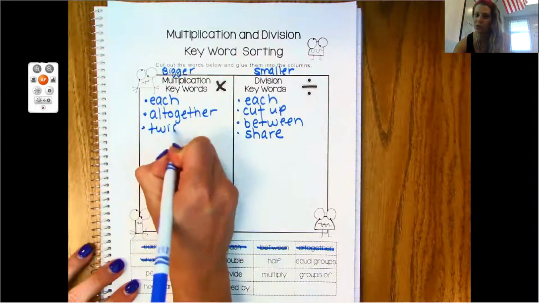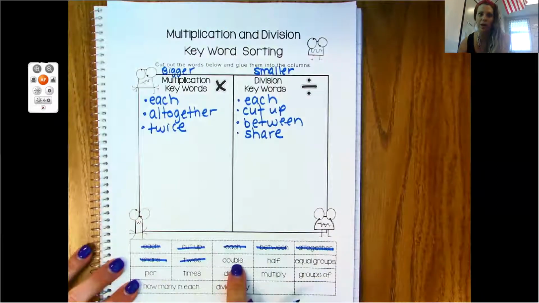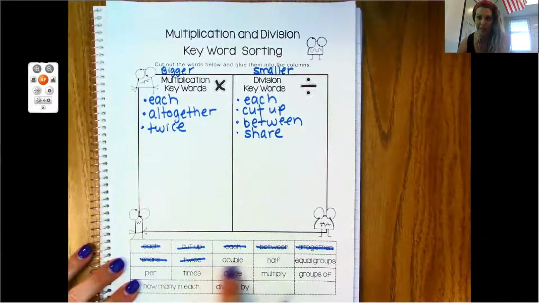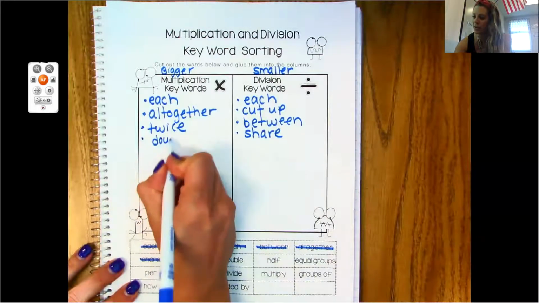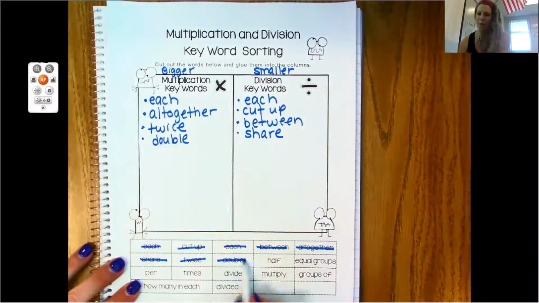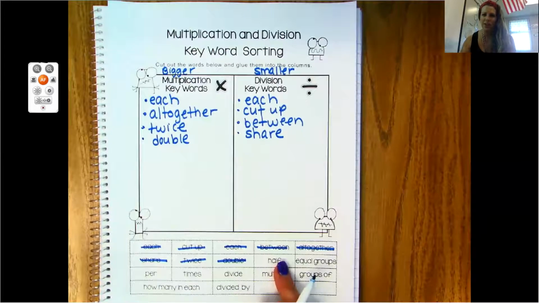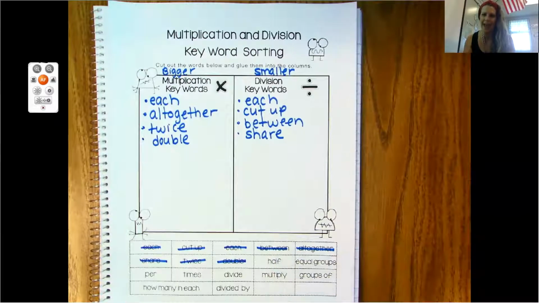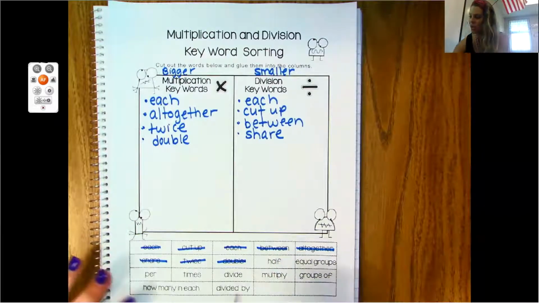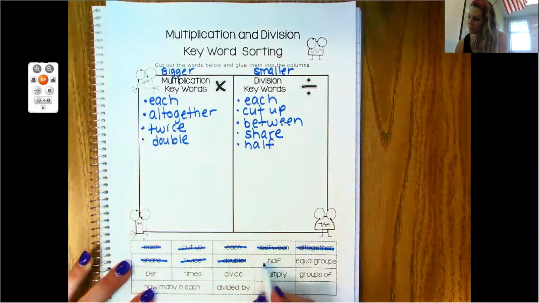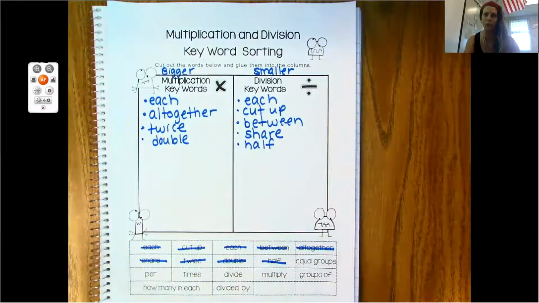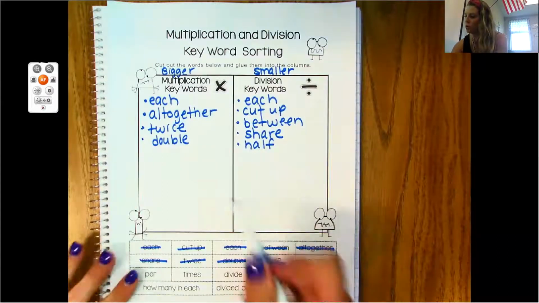And I just told you the next one. If double and twice are like synonyms, then yes, double would also be multiplication. What about half? If you're splitting something in half, it would be division. Ooh, equal groups. You should know that one. Divide, right? You are always dividing into equal groups.